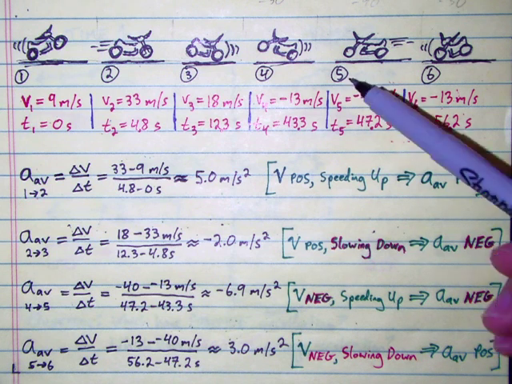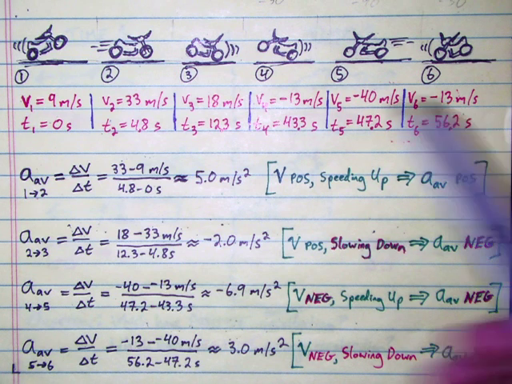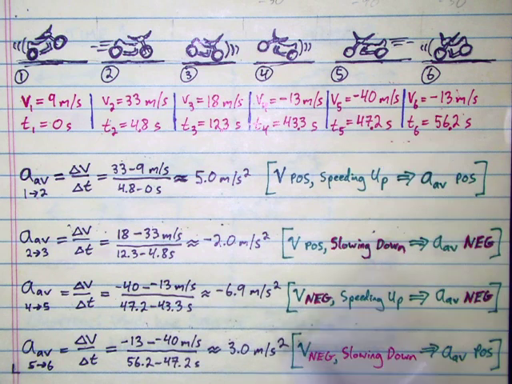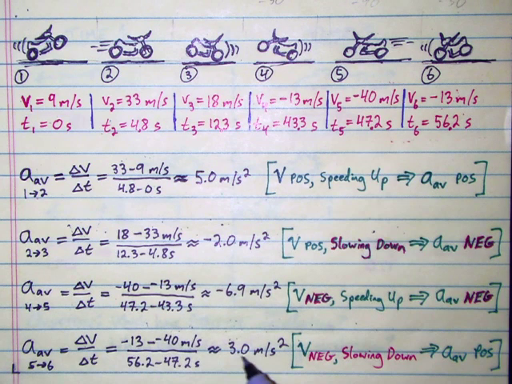Lastly, between events 5 and 6, he was moving quickly in the negative direction, and then he slowed down but was still moving in the negative x direction by the end. Final velocity, negative 13, minus initial velocity, negative 40. Negative 13 minus negative 40. Be careful of these double negatives. That's going to be negative 13 plus 40 over final time minus initial time. Comes out to about 3.0 meters per second squared.